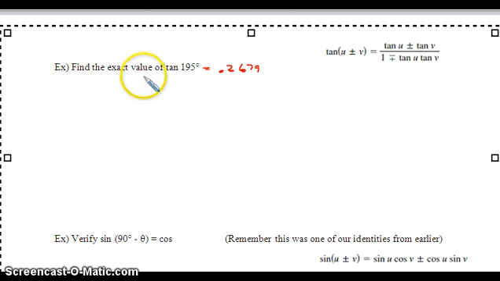If I want the exact value, I want to think of two angles that either add or subtract to be 195. So I'm looking at my unit circle, and I'm going to use the subtraction one. I'm going to do 225, and I'm going to subtract 30 from that because that's going to give me 195.